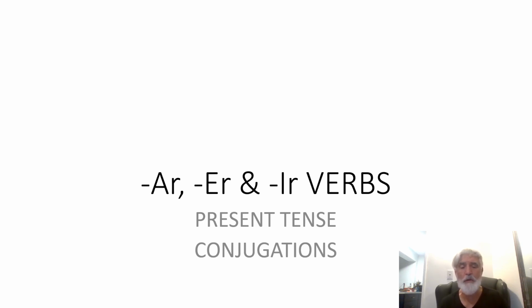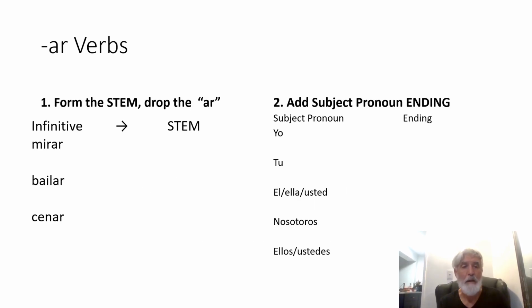So we're in chapter 3 and we're going to look at how we conjugate regular verbs in the present tense. All verbs in Spanish end in either AR, ER, or IR in their unconjugated or infinitive form. So let's first look at AR verbs and see how we would conjugate them in the present tense. Well, for AR verbs, what do we do when we want to conjugate a verb?